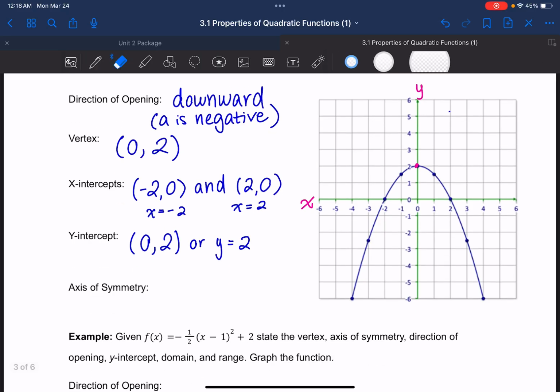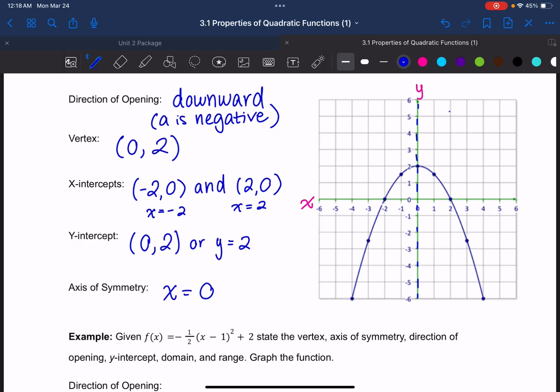Lastly, our axis of symmetry. We said that's the dotted line that's going to perfectly cut this parabola in half, which we can see is going through our x value of the vertex, and our x value of the vertex is just 0. This is going almost perfectly through the y-axis. So we can just say this is when x is equal to 0.